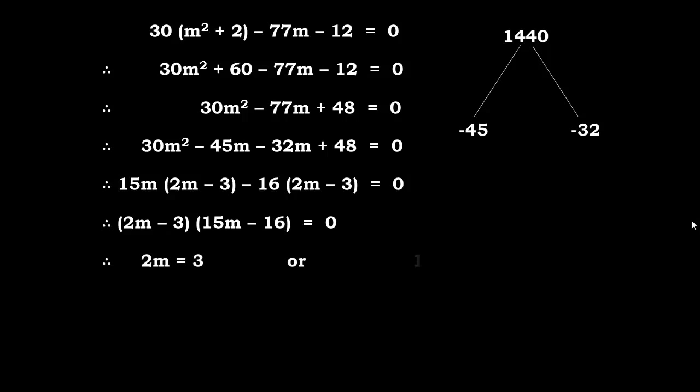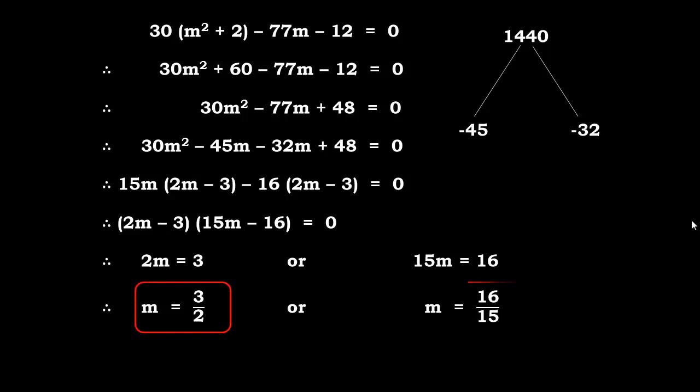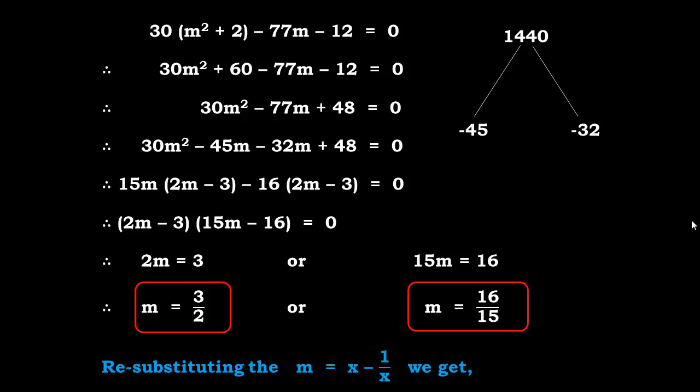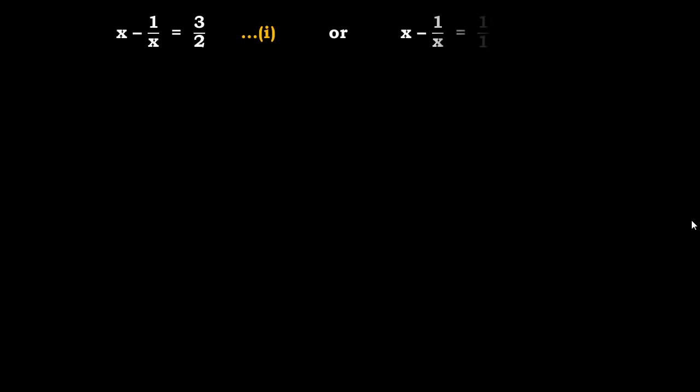Therefore 2m is equal to 3, or 15m is equal to 16. Therefore m is equal to 3 upon 2, or m is equal to 16 upon 15. See, this has the value of m, but we have to find the value of x. That means we have to resubstitute m. x minus 1 upon x. We get x minus 1 upon x is equal to 3 upon 2, equation number 1, or x minus 1 upon x is equal to 16 upon 15.